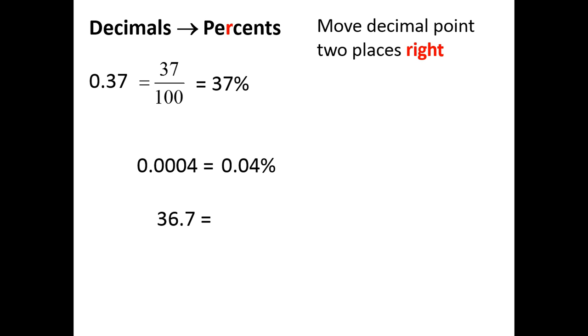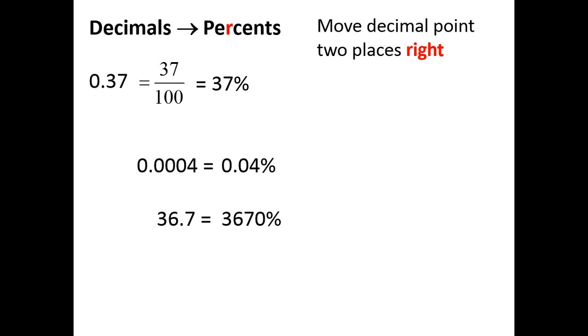How about this larger number, 36.7, 36 7/10ths? How do we write that as a percent? We can do exactly the same thing. We can move the decimal point 2 places to the right and get 3,670%.